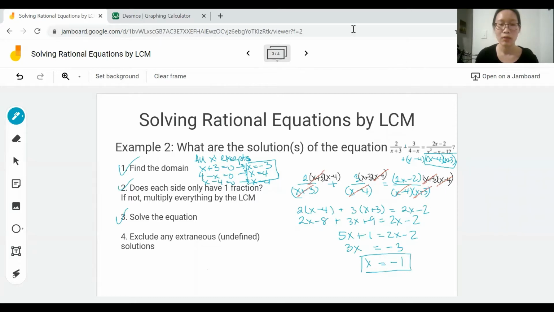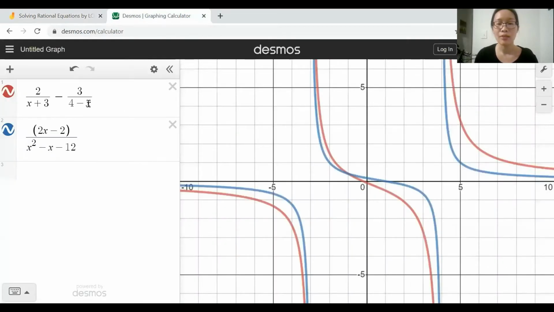Let's check this by graphing. I've graphed the left side in red and the right side in blue. And so you can see that there is a point of intersection right here at x equals negative 1, just like we found algebraically. Let's summarize.